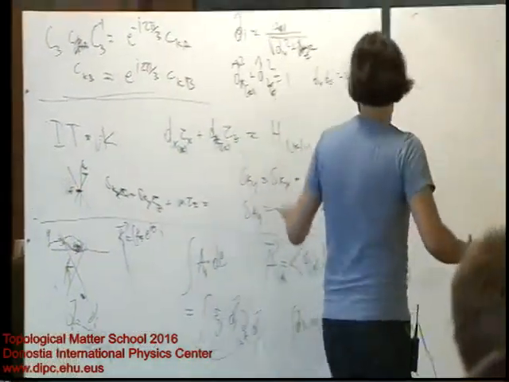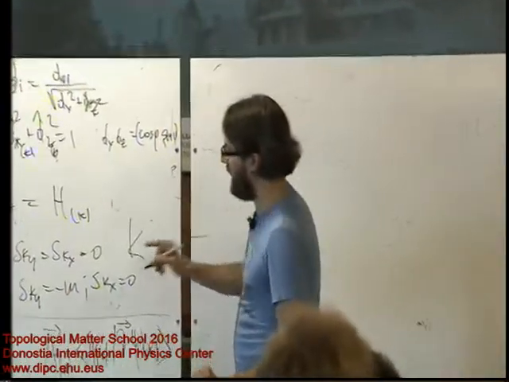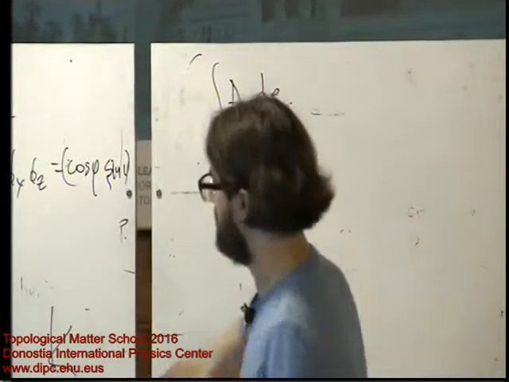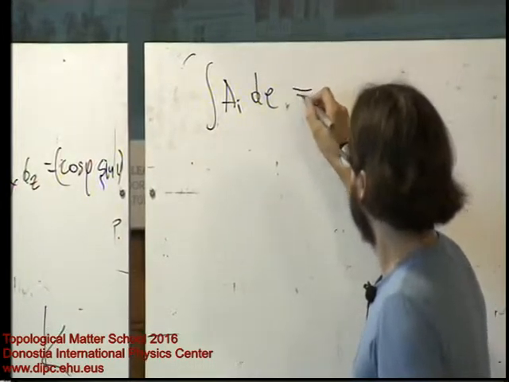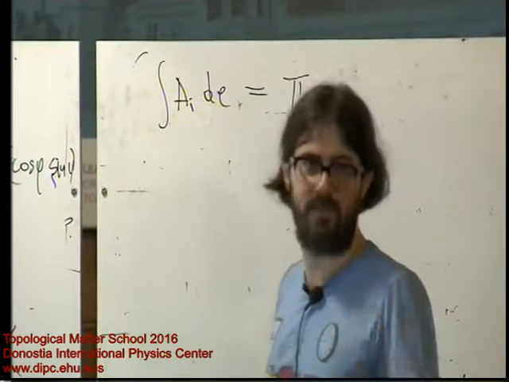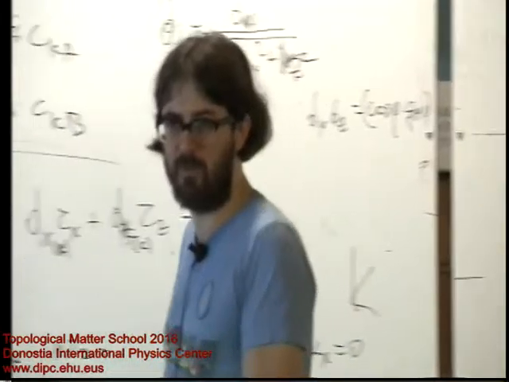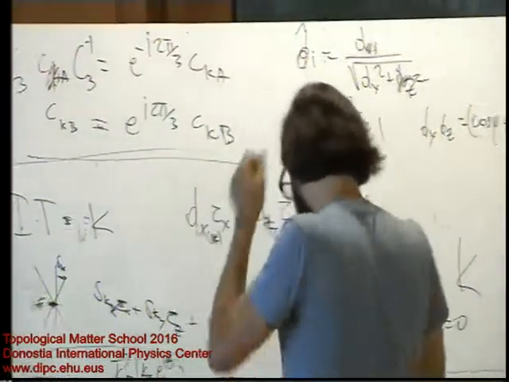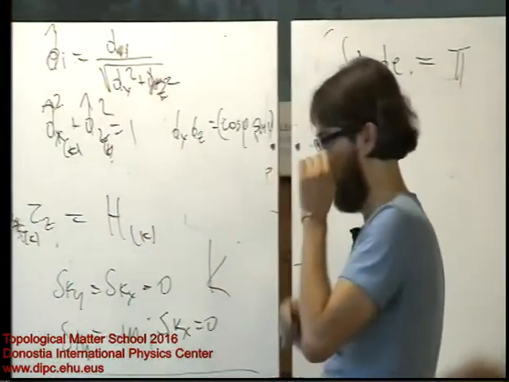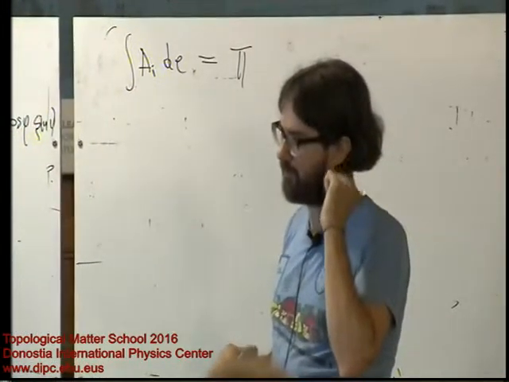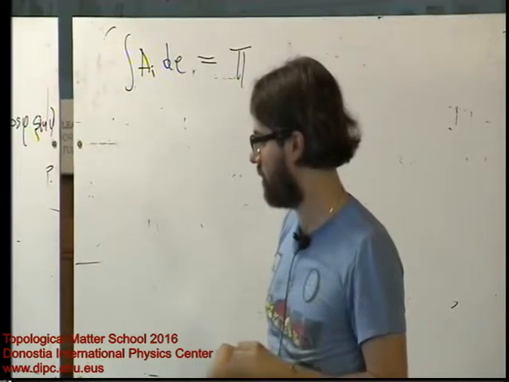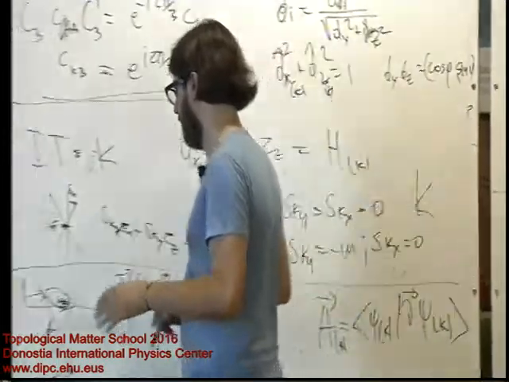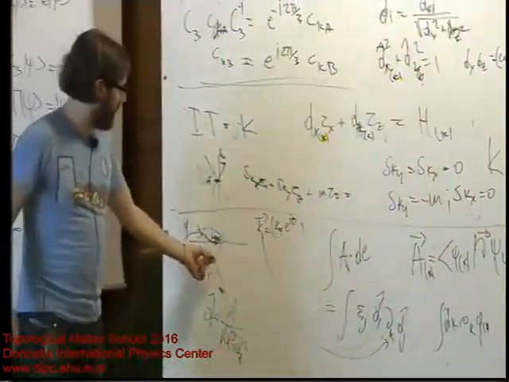So the statement that I'm making is that in this case, the Berry phase around the Fermi surface, which is this winding number, is equal to pi. And this is the famous pi of a Dirac, if you just compute it. Exactly. That's the point. So I'm defining this winding number.